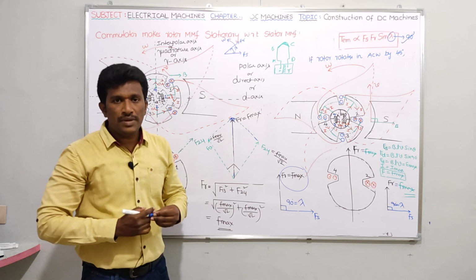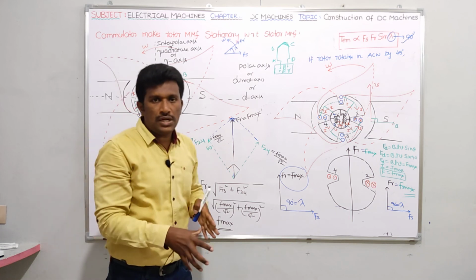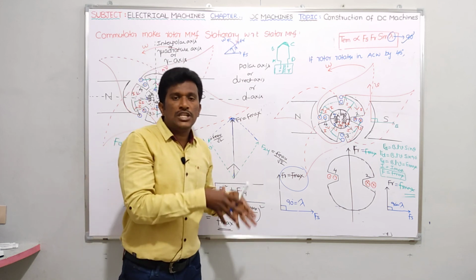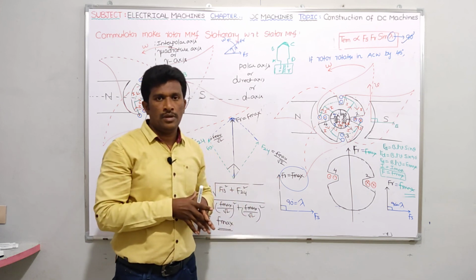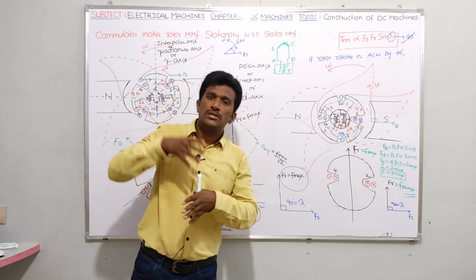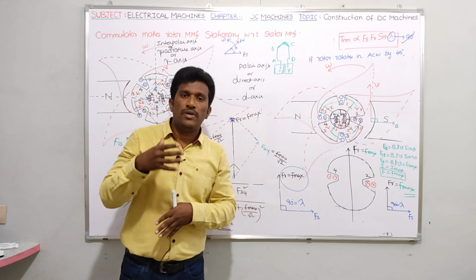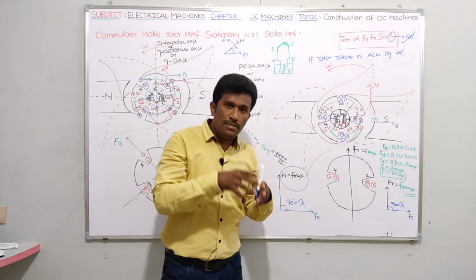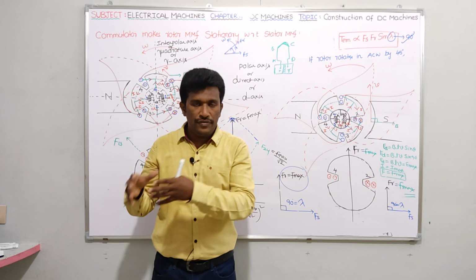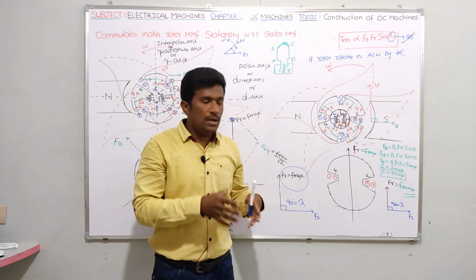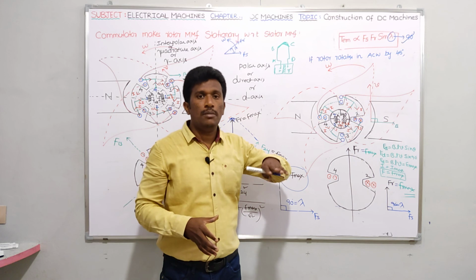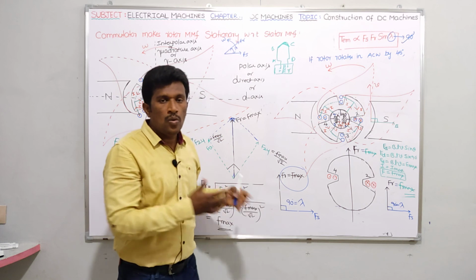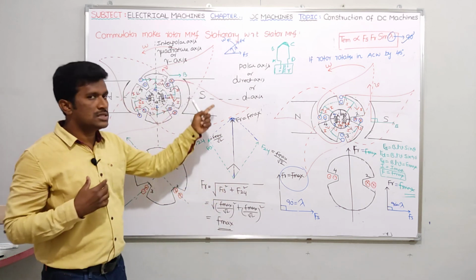No. That means the commutator comes into the picture. It makes the rotor mmf stationary with respect to the stator mmf. If the stator mmf speed is some 1000 rpm, it rotates the rotor mmf also with 1000 rpm in the same direction. If the stator mmf speed is 500 rpm, the commutator rotates the rotor mmf also with the same speed, 500 rpm, in the same direction. But here, what is the speed of Fs? 0 rpm.